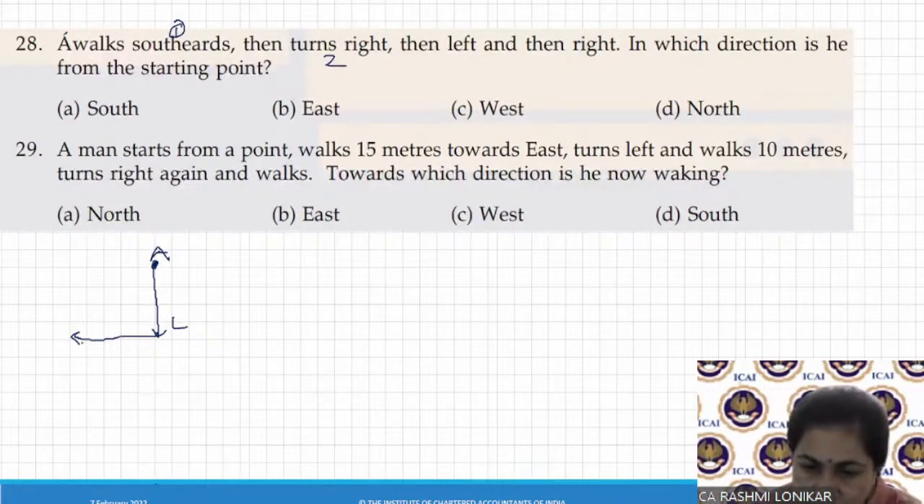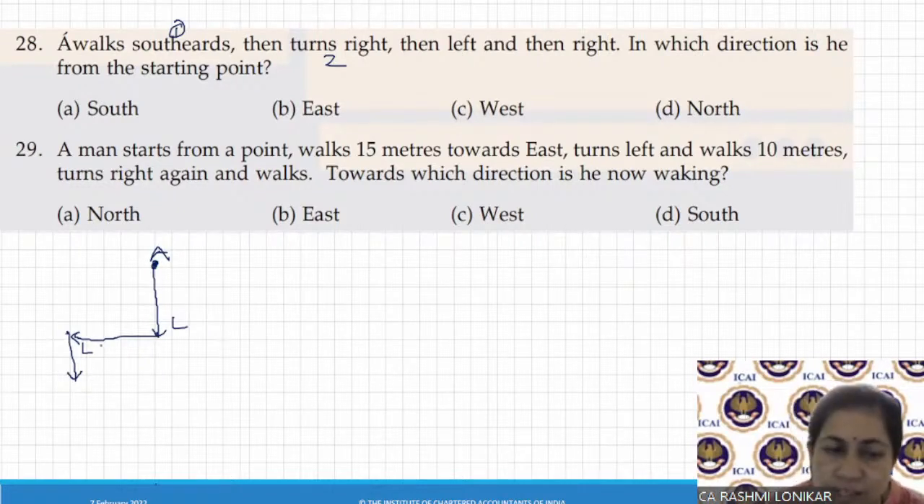So this is his left. He turns left and then right. Then left, and then right. So this is left and then right. So which direction is he pointing? This is the south direction.